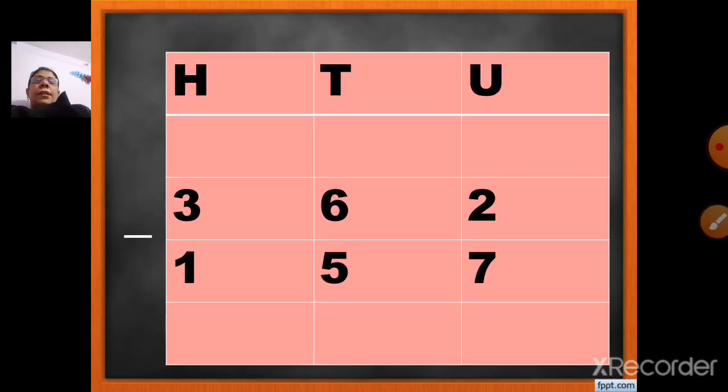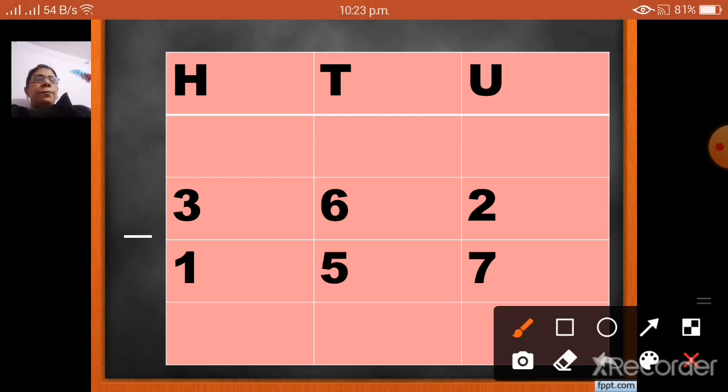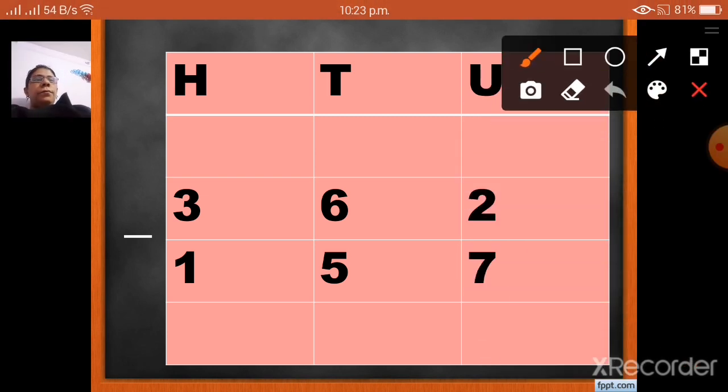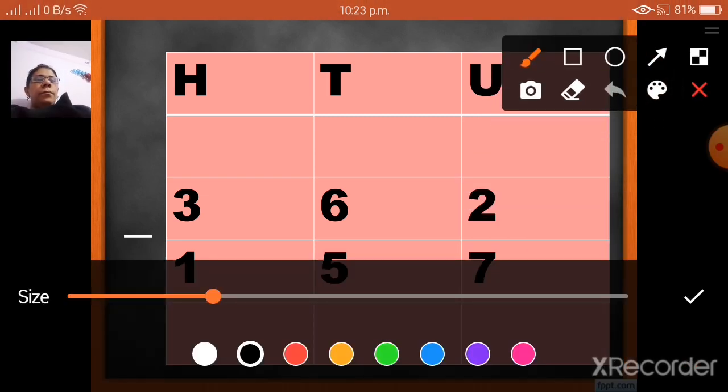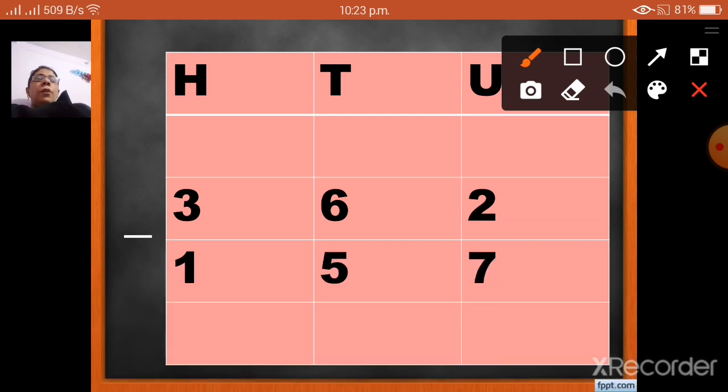Now 362 minus 157. The numbers are arranged according to their place value. Let us subtract now. Okay, now the numbers in the units place are 2 and 7. 2 is a smaller number. 7 is a bigger number, so 7 cannot be subtracted from 2.